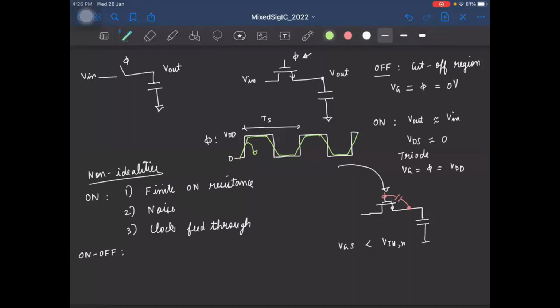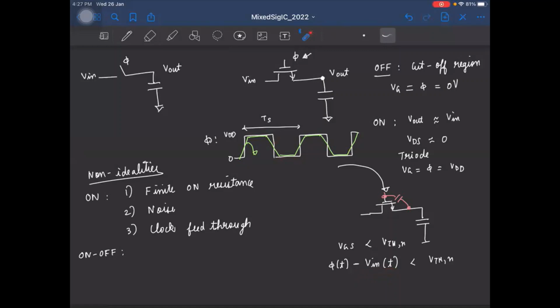So I'll just call it VG of t, or I'll call it phi of t, minus source voltage. What is the source voltage? Source voltage is V out, right? But we know when the MOSFET is on, V out is roughly equal to V in. So I'll just say it's roughly V in. Okay. And only when this becomes less than VTH of n, the MOSFET turns off, right? And because the clock is taking some finite time to go from VDD to 0, the exact instant the MOSFET turns off will also now be dependent on the input signal, right?